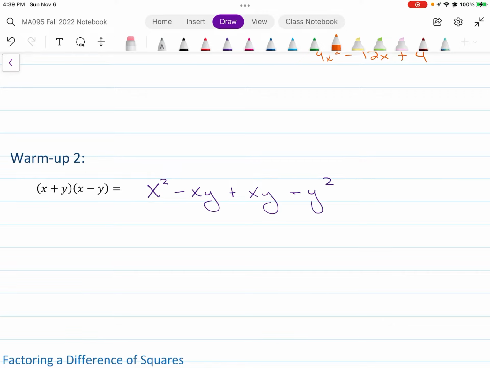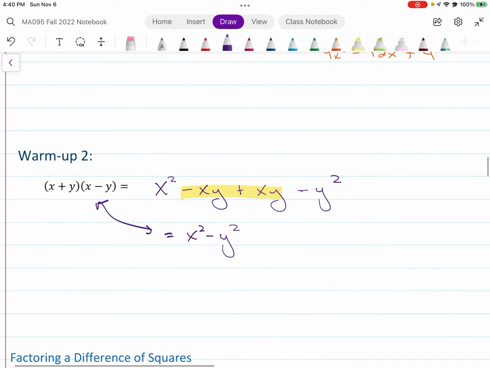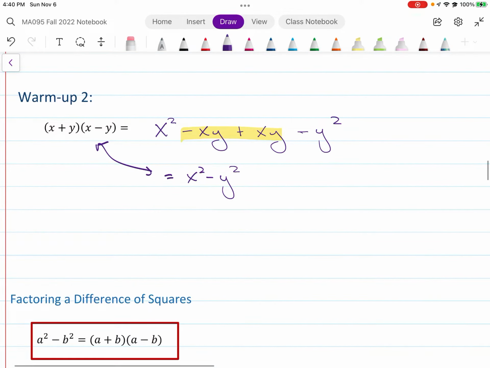So what just happened right here? What happens to the middle term? It goes away. And I get x squared minus y squared. So this is a very important back and forth that you need to be able to recognize really easily, because we see it all the time. So this is called a difference of squares. a squared minus b squared factors out to be (a plus b) times (a minus b), which we just showed going in the other direction.